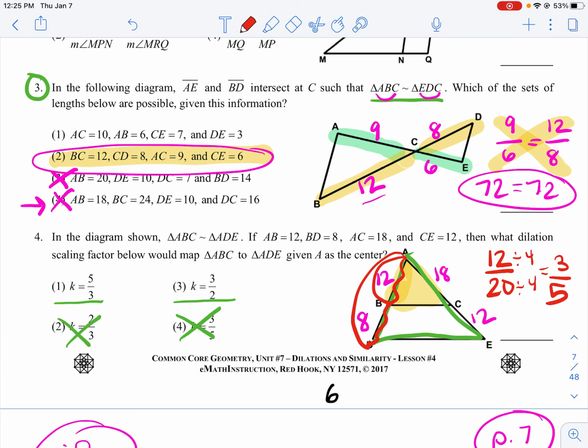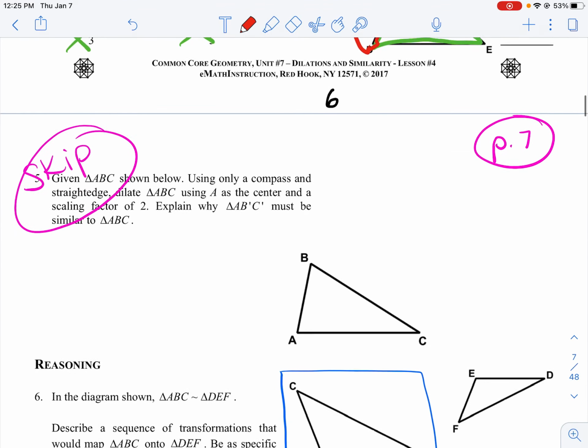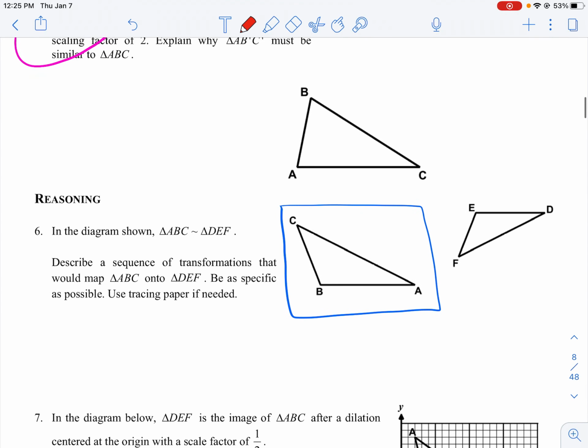3/5. Okay, now, do you see how that simplified to 3/5? Remember, we don't want the 3/5 because that would mean we have a shrinking or making the shape smaller. We want something that's the other way. So we just got to flip this, and that's our scale factor. Okay, we're definitely going to skip number 5.